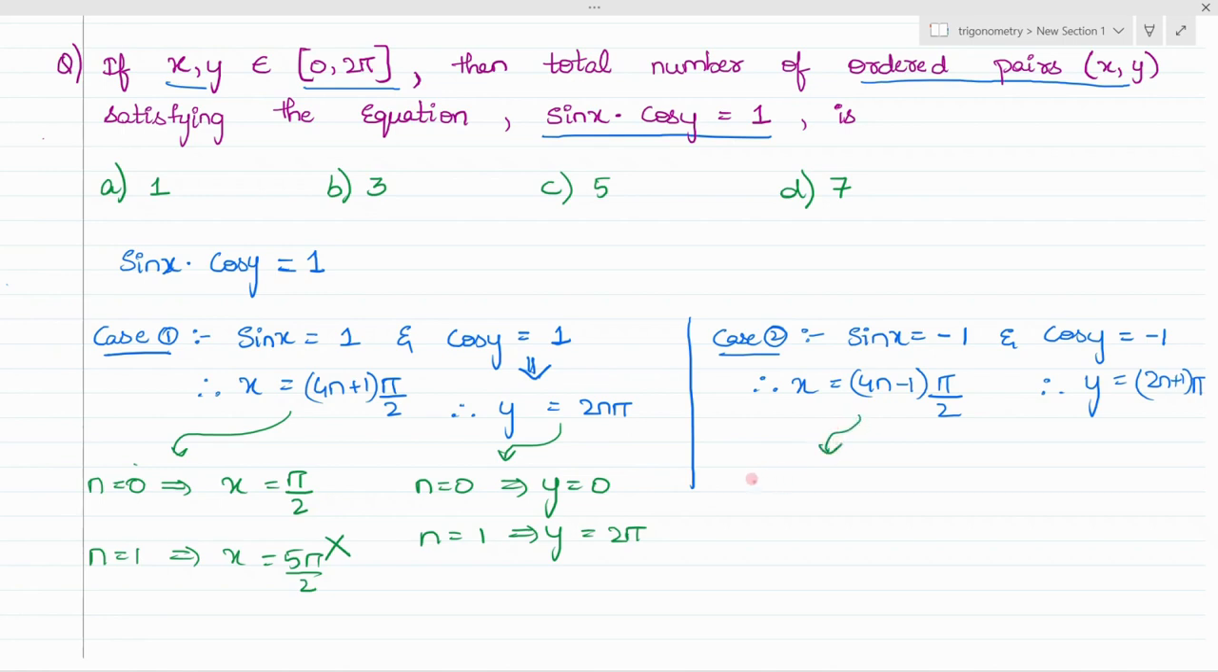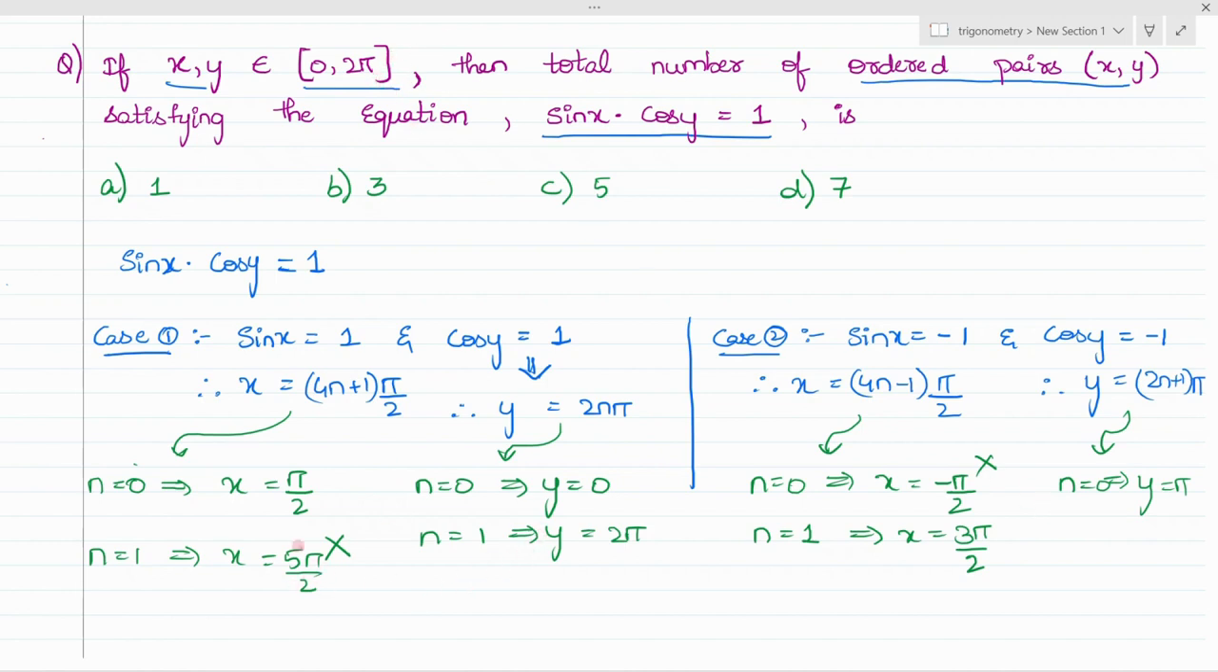For the next, if you keep n equal to 0, x will be minus pi by 2, which is not correct. If you keep n equal to 1, it will be 3 pi by 2. This is correct because it lies in the range. For y, if n is 0, y equal to pi, so it belongs to this range. But if n is 1 or n is minus 1, it exceeds this range.